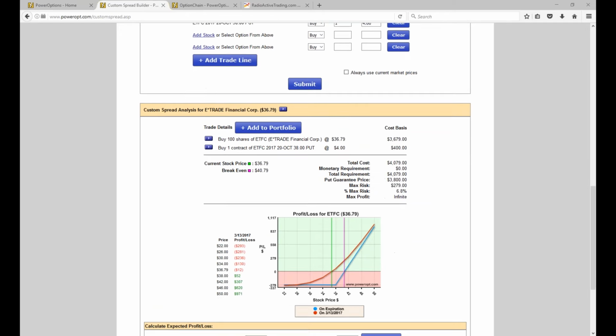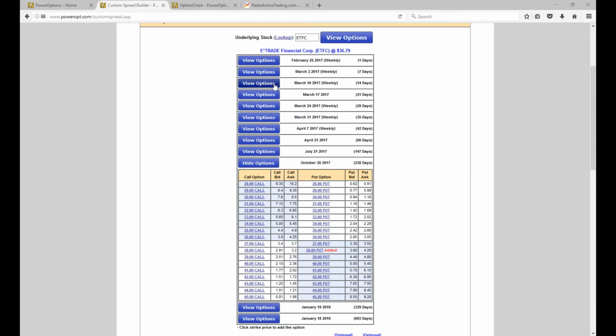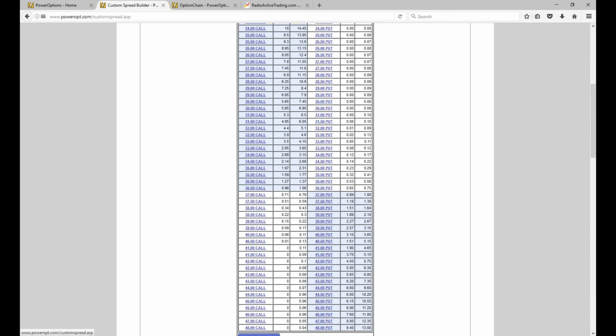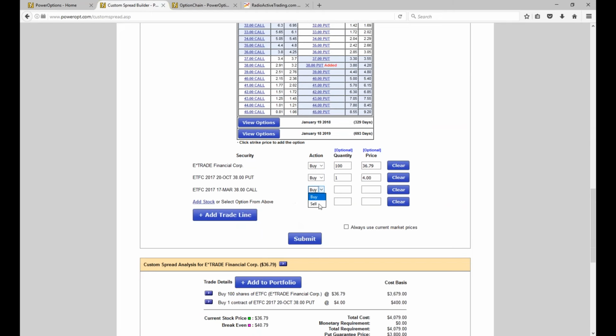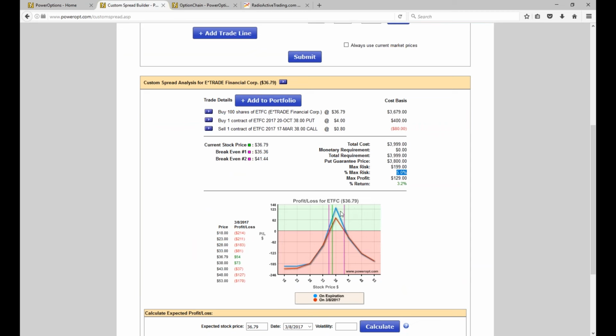And this married put, if the stock went up to maybe 37.50, 37.75 in the next couple of weeks, next couple of days even, I might look to sell the 38 call for maybe 70 cents or so. Why would I do that though? Well, what does that do? Now it lowers my risk and it gives me a potential profit here as well.